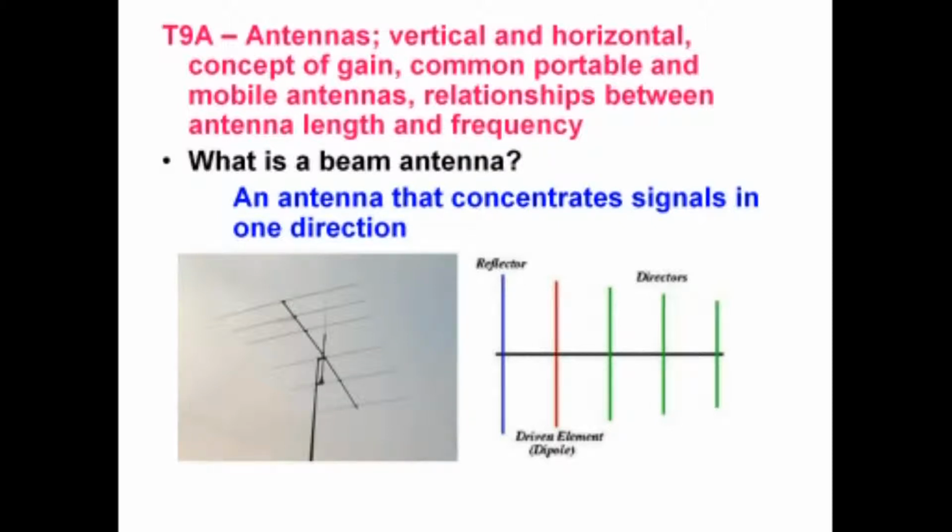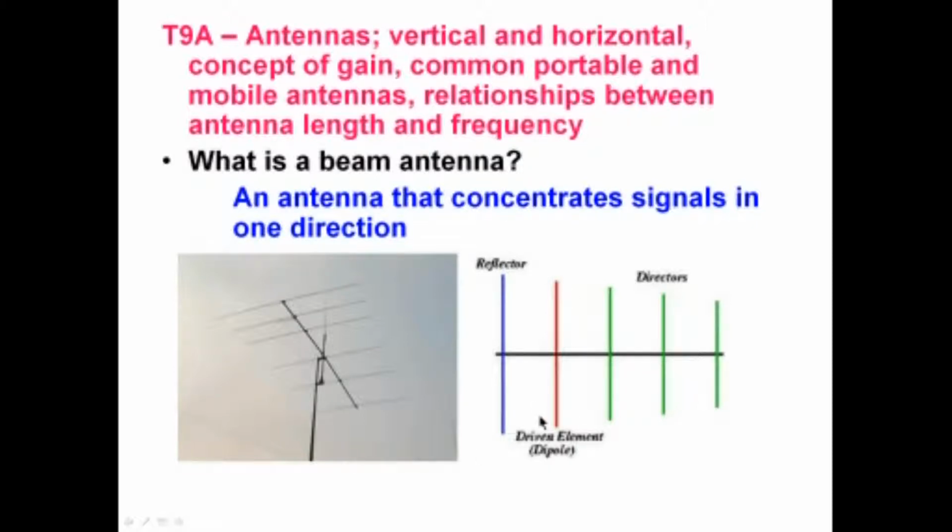And first question is, what is a beam antenna? It's an antenna that concentrates signals in one direction. And one way you can think about that is like how a flashlight makes a beam. If you just have the little naked bulb there, the light's going in all directions, but you put a reflector in your flashlight to point the energy in one particular direction that you want to use it.